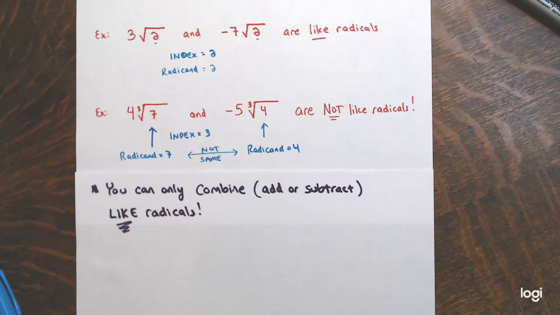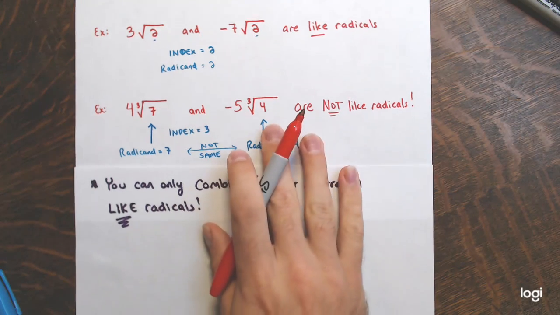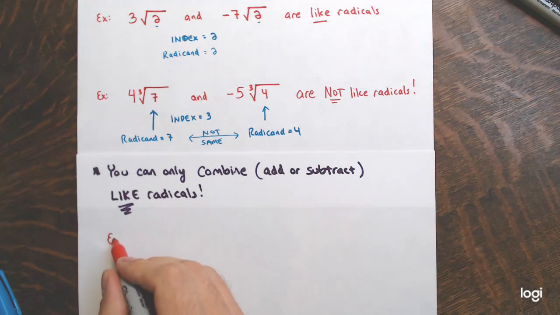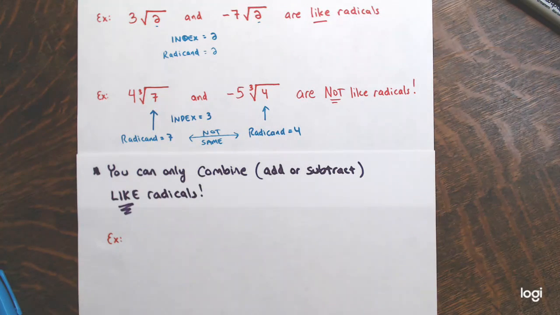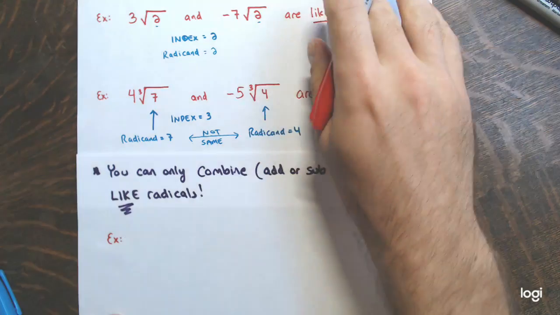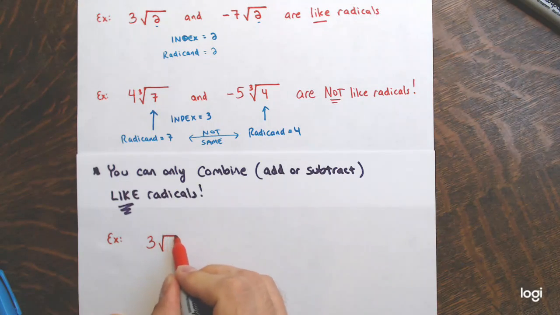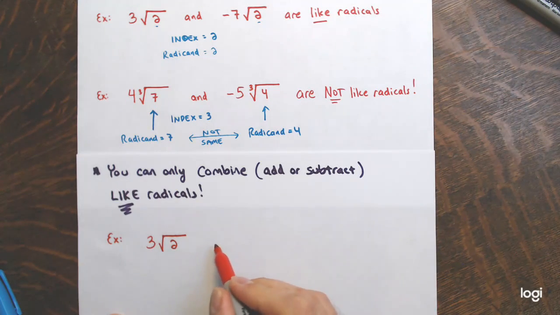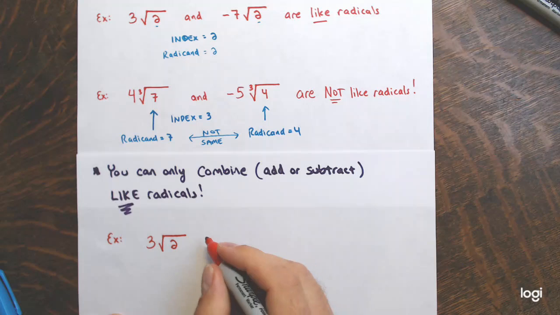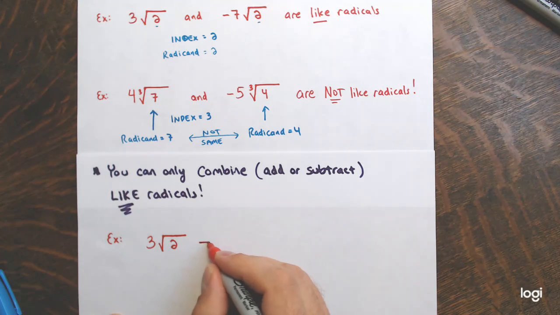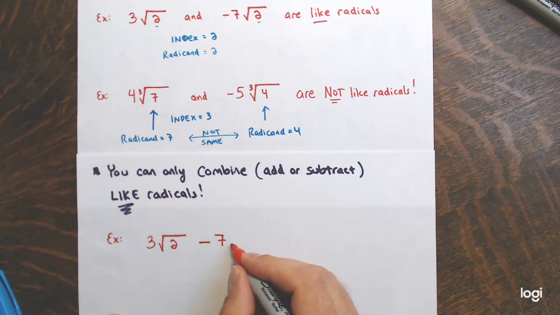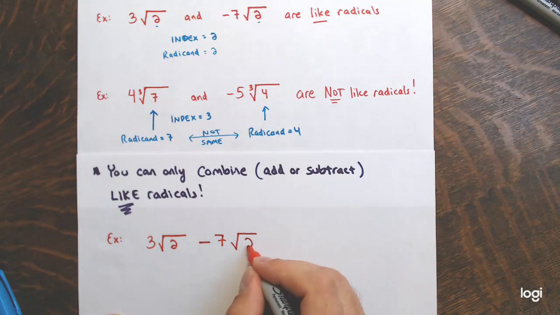So just one quick example here. I'll do an example of where we can and an example of where we can't, and then we'll get into the further, more complicated examples. So earlier, if I took these up here and said, take 3 times the square root of 2 and add to it negative 7 times the square root of 2. Well, if you're adding a negative, that's just subtracting. So subtract from that 7 times the square root of 2.